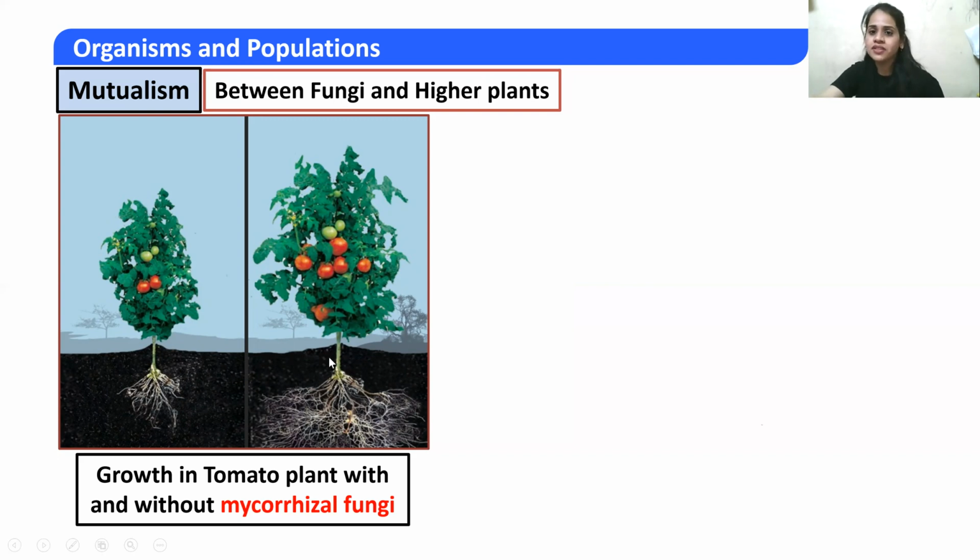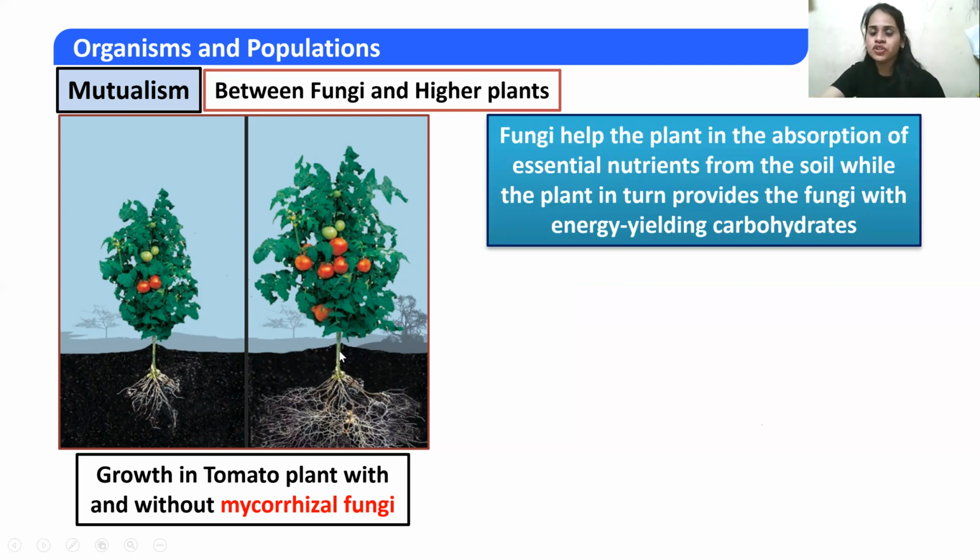So here what happens, the fungi will help the plant in the absorption of essential nutrients from the soil, while the plant in turn is going to provide the fungi with energy-yielding carbohydrate. So fungi is helping the plant with absorption of nutrients and in its development, while the plant is giving the essential carbohydrates to the fungi.